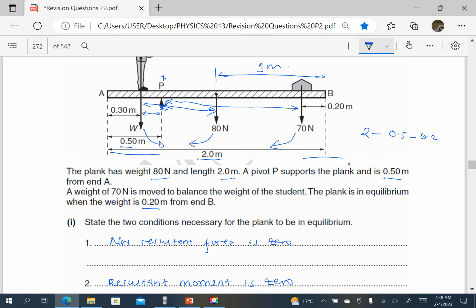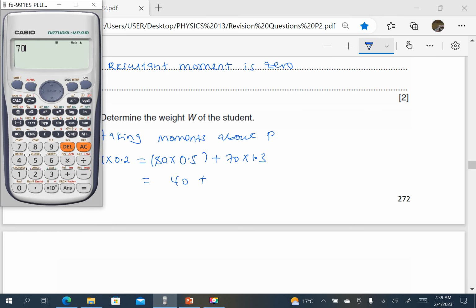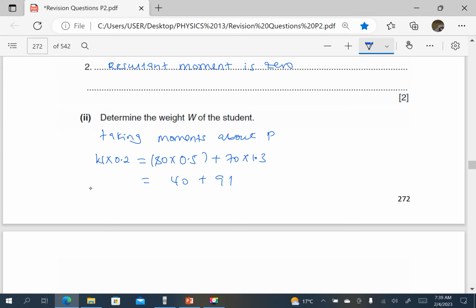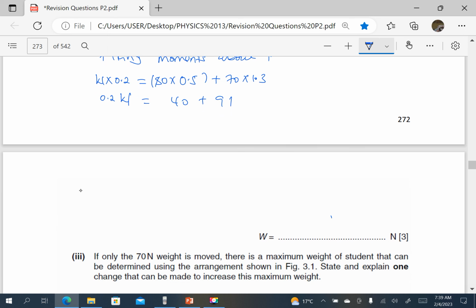So this gives you 2 minus 0.7, which is 1.3. So this is plus 70 times its perpendicular distance of 1.3. So this is going to be 40 plus 70 times 1.3, which is about 91. So 0.2 W is equal to that. So we now add and divide: 91 plus 40 divided by 0.2 is 655. So W is 655 newtons.